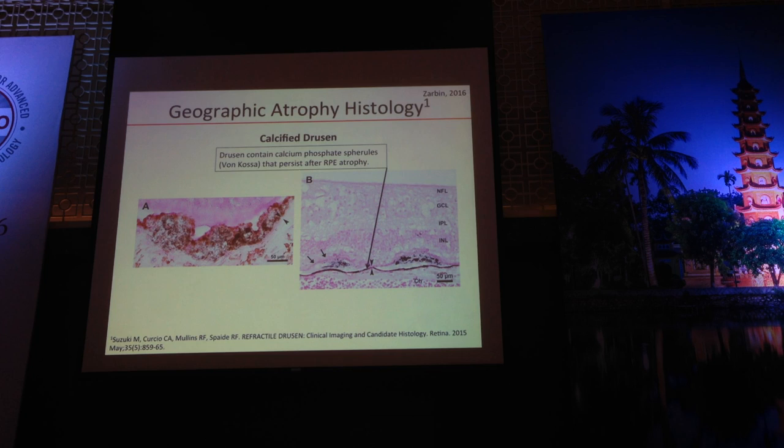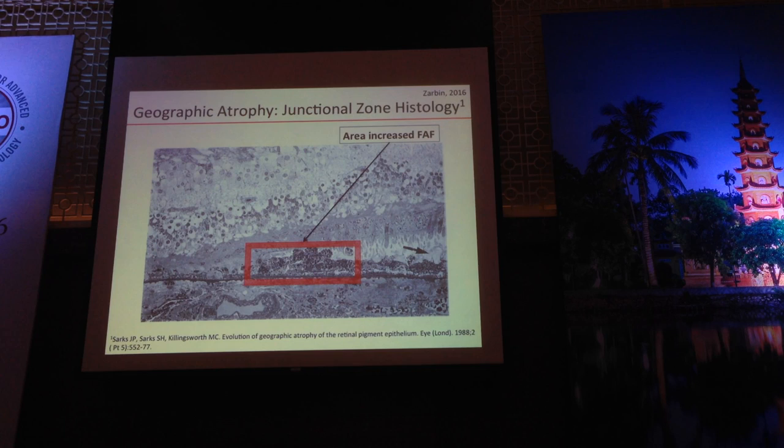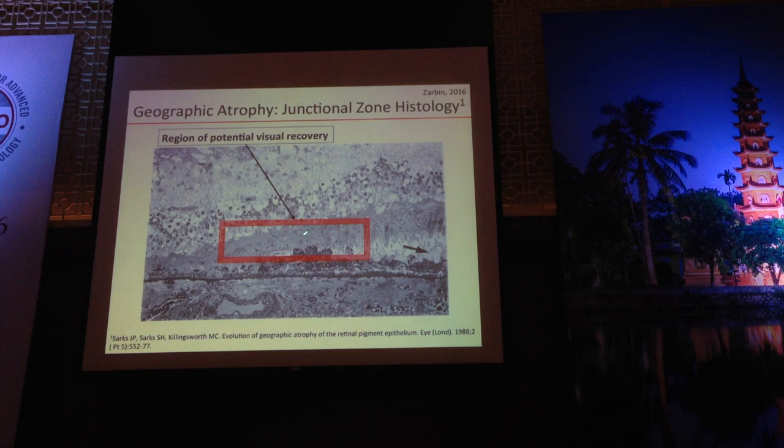The junctional zone is something that we can also visualize clinically, so I'll show you first histologically what it looks like. The area of hyperfluorescence on fundus autofluorescence that you're all accustomed to seeing at the junction of geographic atrophy and the edge of atrophy, actually most typically is based on RPE hyperplasia. And what you can see here is that over this area, we have living photoreceptors. In fact, there are even living photoreceptors that extend into the area where we would see no fundus autofluorescence at all.